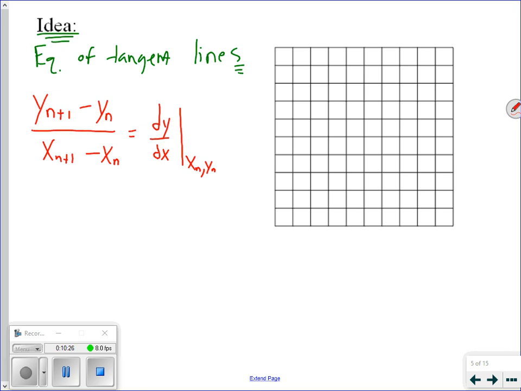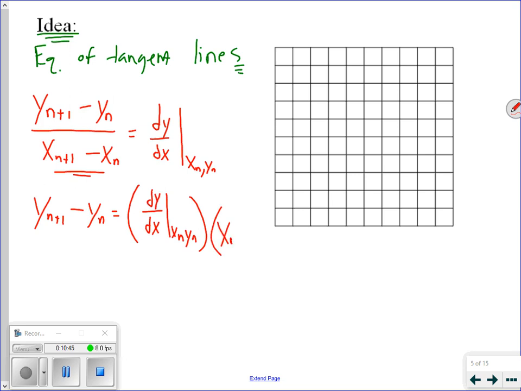Well, remember how we solved it out. We multiplied both sides by the denominator, so we had y sub n plus 1 minus y sub n equals the slope at the current point multiplied by the denominator, which was x sub n plus 1 minus x sub n.